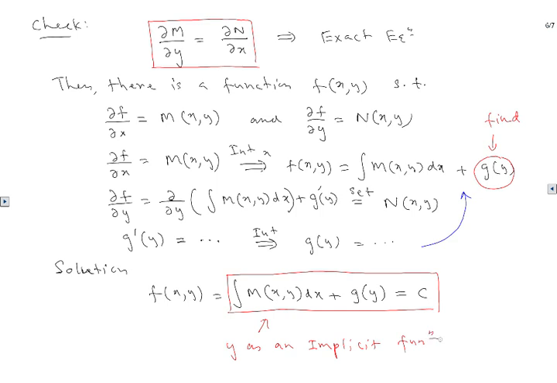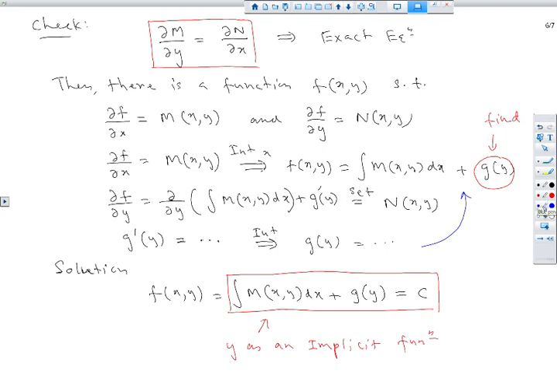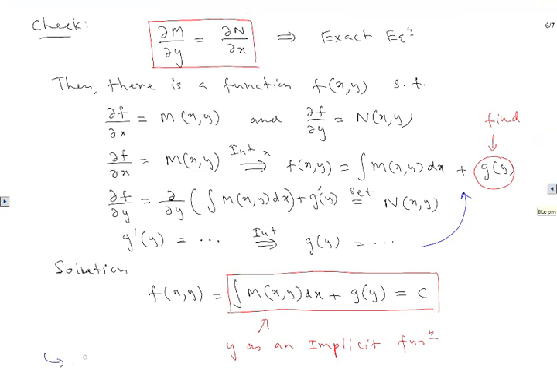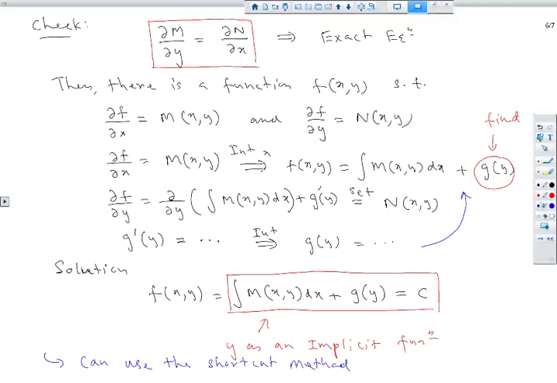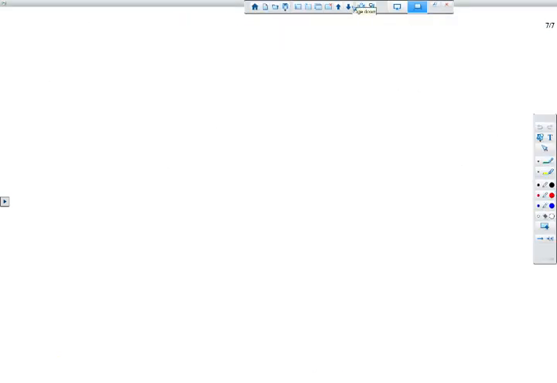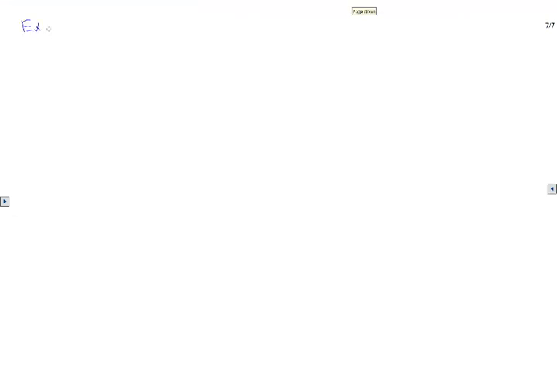And also you can use a shortcut method, a shortcut method that doesn't use the derivative step here. Okay, so as practice problems, you can try these. So you can try these problems as practice. So exercise 5.